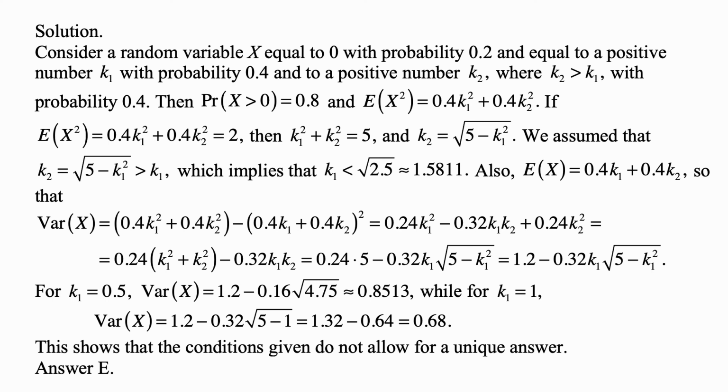I just showed you a specific example of a random variable that can have two possible values of variance depending on the parameters, and everything else works just fine. That's answer E.